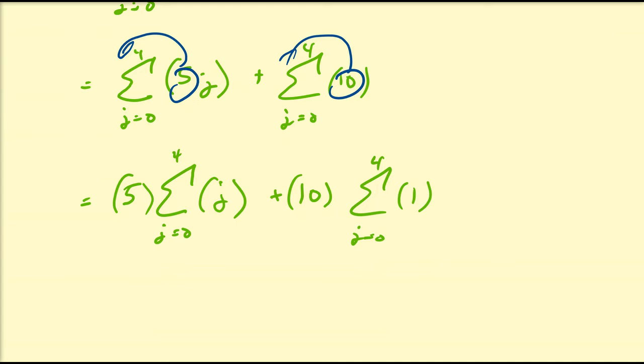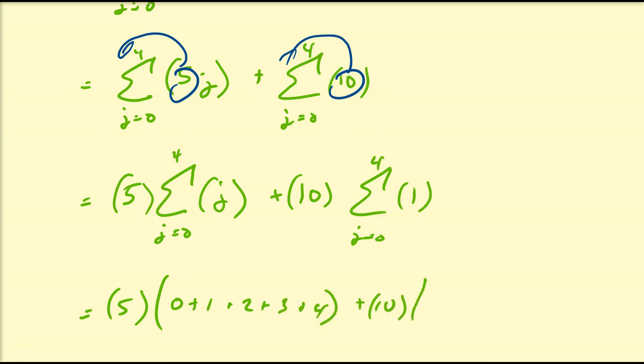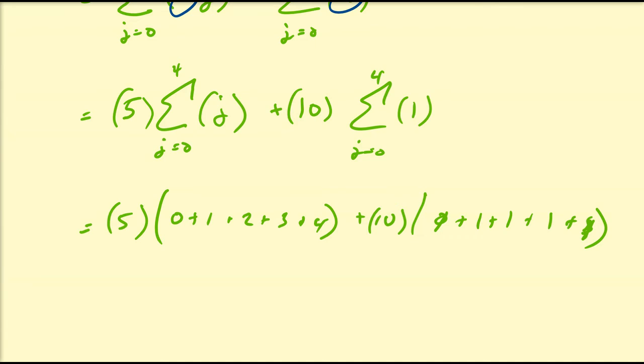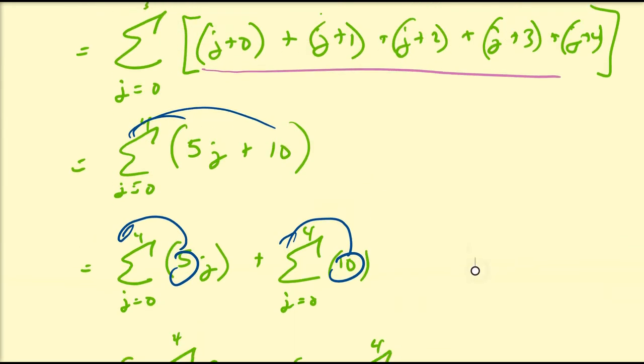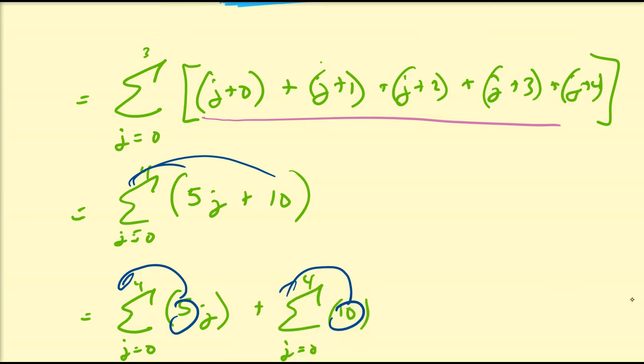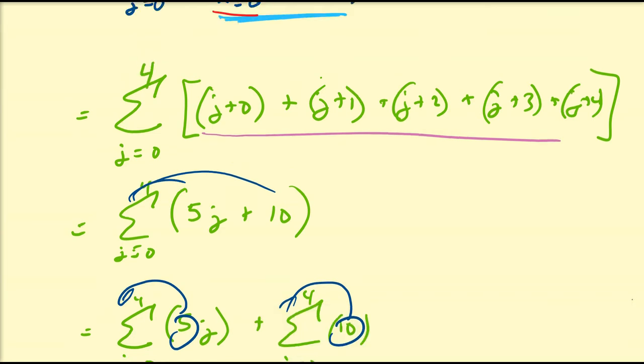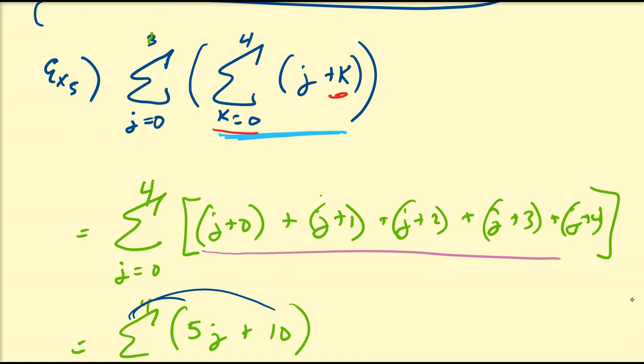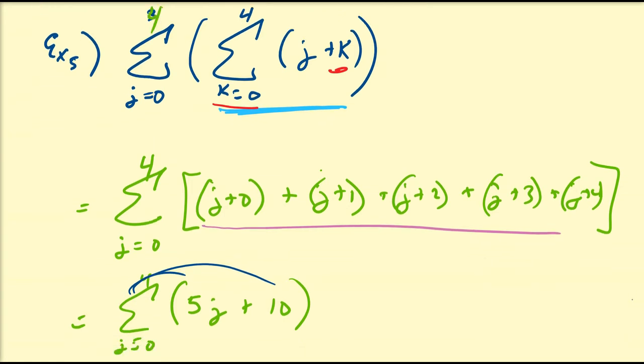Alright, so what is this going to be equal to? This is going to be equal to 5 times 0 plus 1 plus 2 plus 3, plus 10 times 1 plus 1 plus 1 plus 1. Notice there's no j term here, so we're adding up 1 four times. Notice it starts at 0, not 1, so 1 plus 2 plus 3 plus 4, different ones. Oh, we started our sum at 4, so let's just replace that with 4. All good, no problem.